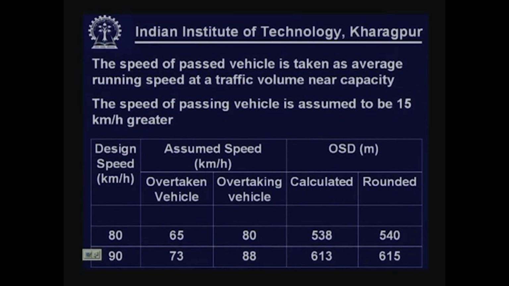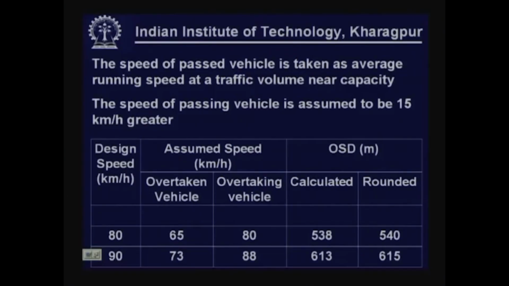requirements are found out. For different design speeds, the assumed speeds for the overtaken vehicle and overtaking vehicle are mentioned. Say for example, for design speed of 80 km per hour, it is assumed that the overtaken vehicle speed is 65 km per hour. This is assumed to be the average stream speed when the volume is approaching capacity. Then the overtaking vehicle is assumed to travel 15 km per hour higher than that. So, 65 plus 15, it is 80 km per hour.